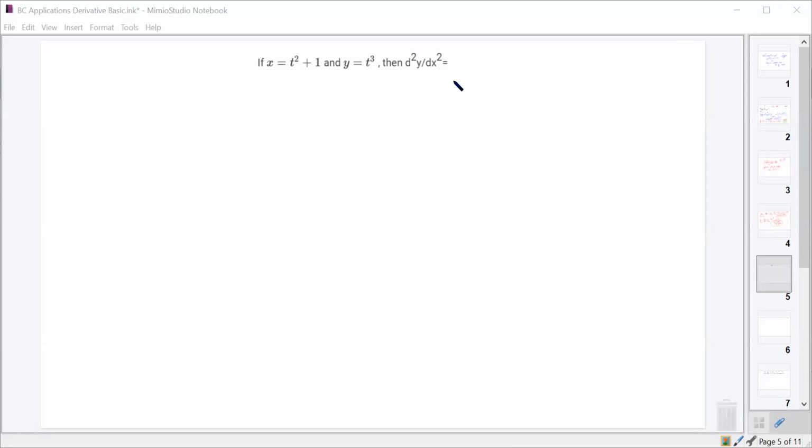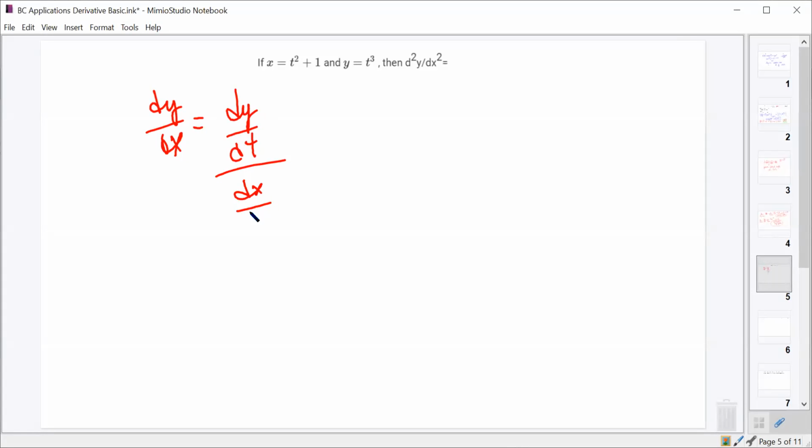So first off, to find dy/dx, we just need to do dy/dt over dx/dt. dy/dx is equal to dy/dt over dx/dt. So that will be 3t squared over 2t. Okay. And then if we want, we can simplify that right now to 3t over 2.